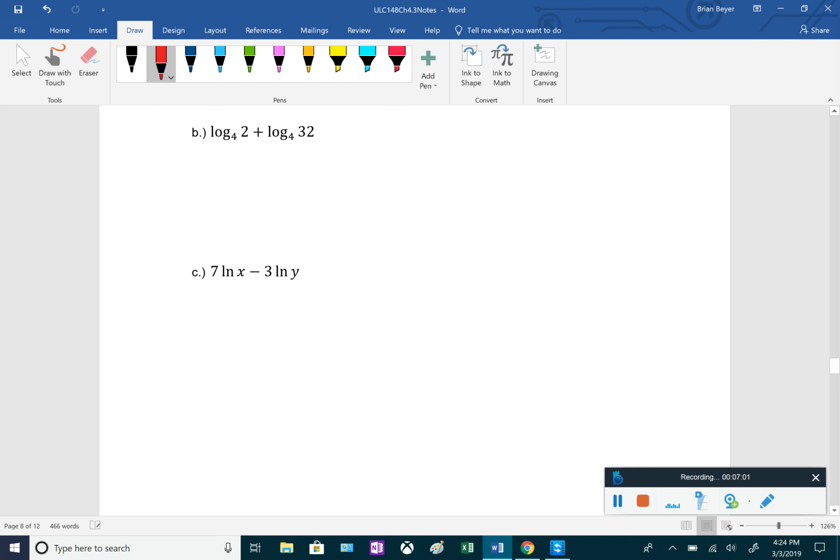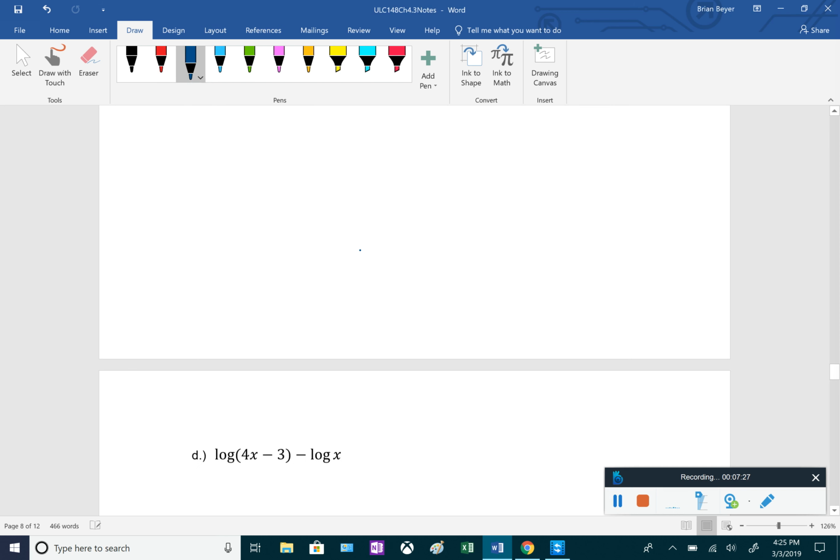Next, we have log base 4 of 2 plus log base 4 of 32. So we can condense them into 1 log base 4. Since they're being added, we're going to multiply them for the product rule. So it's going to be log base 4 of 64. Log base 4 of 64, 4 to what power equals 64? That would be 3. Okay, next one.